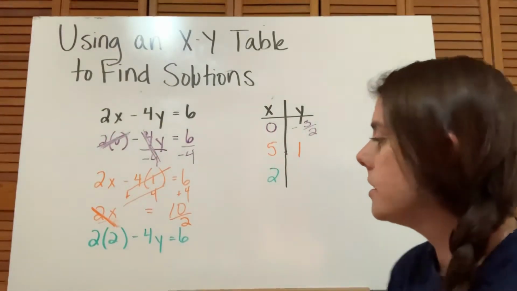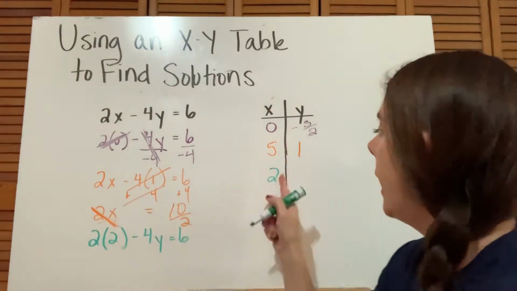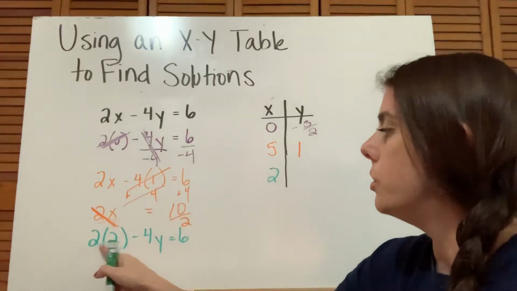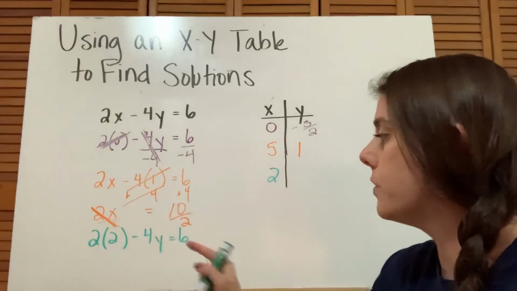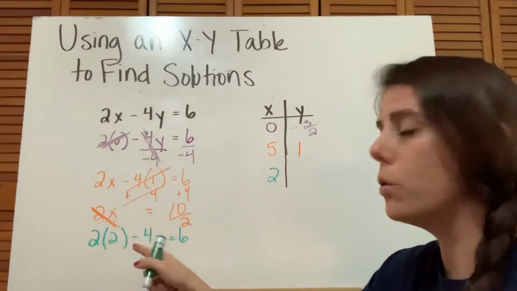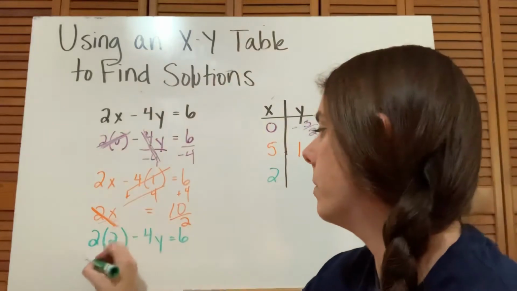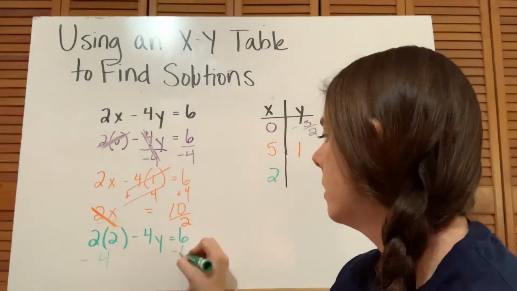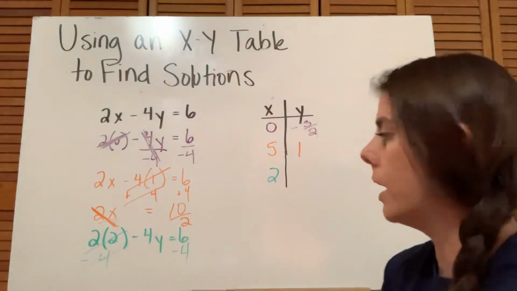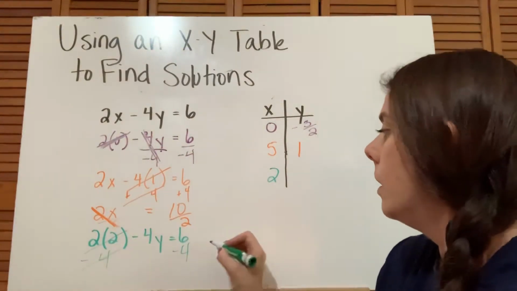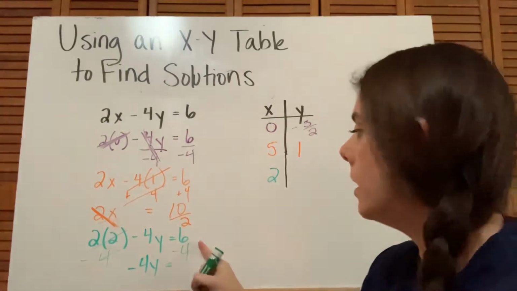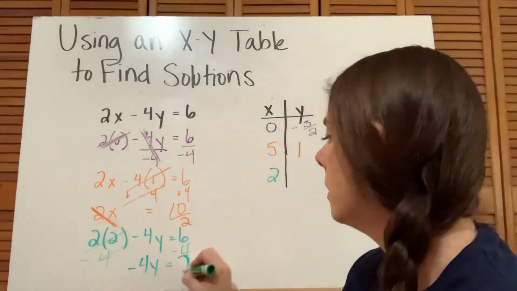And then our last equation that we have x equals 2. So I went ahead and replaced the x with the 2. 2 times 2 is 4, minus 4y equals 6. So again, we're going to have to subtract 4 from both sides. So a positive 4 minus 4, these will cancel out. And now we're left with a negative 4y equals, and what's 6 minus 4? 2.